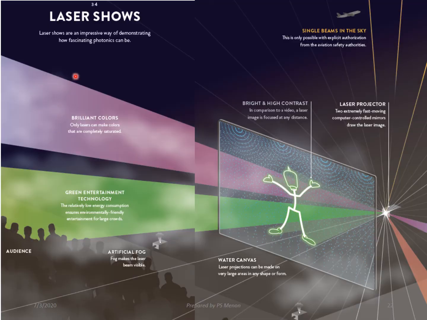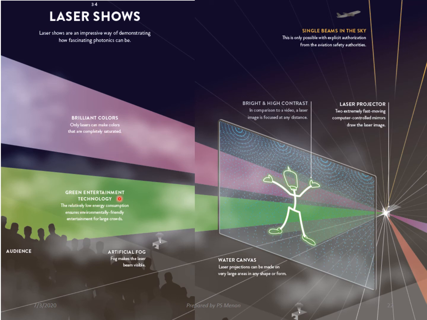Laser shows. Laser shows are an impressive way of demonstrating how fascinating photonics can be. So you have the laser projector. Two extremely fast-moving computer-controlled mirrors draw the laser image. This is bright and high contrast, it is focused at a distance, and then you have a water canvas. The laser projections can be made on a very large screen in any shape or form. And then you can have emission of bright, brilliant colors. Only lasers can make colors that are completely saturated.